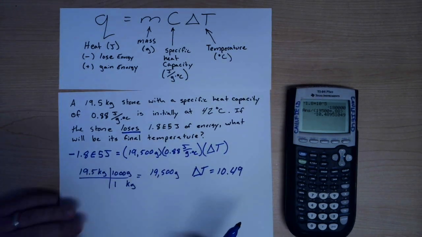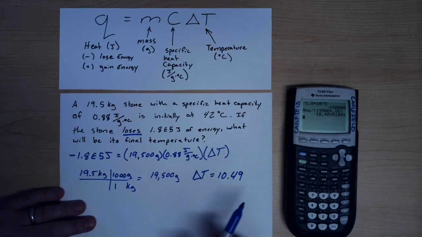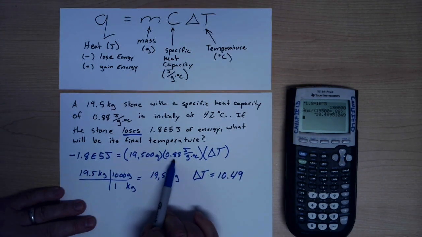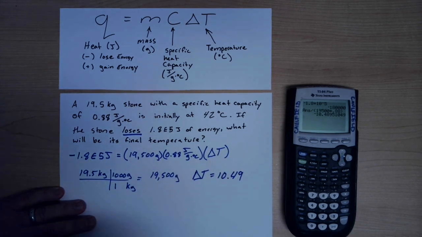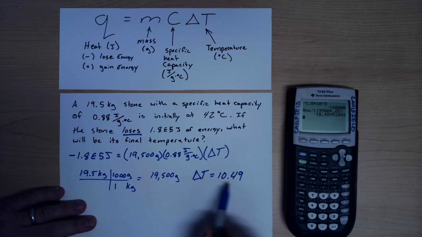Before we get too much further, let's do a quick sig fig check on this. Right here I have 2 sig figs, I have 3, I have 2. This really is only going to be good to 2. I'm not going to round it quite yet though. Let's leave it like this.